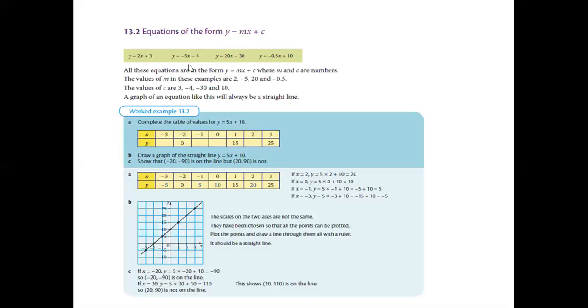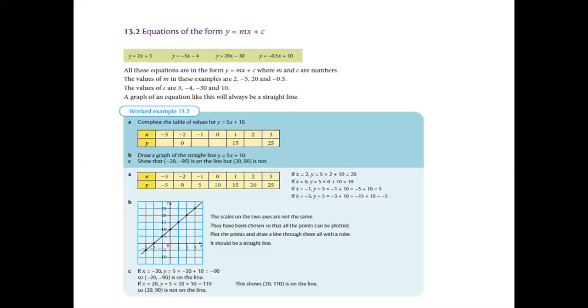Here are some examples of equations of graphs. For example, the first equation is y = 2x + 3. The second equation is also different from the first equation. So here we have 3 or 4 different equations. What will we do with these equations? How can you draw the graphs?